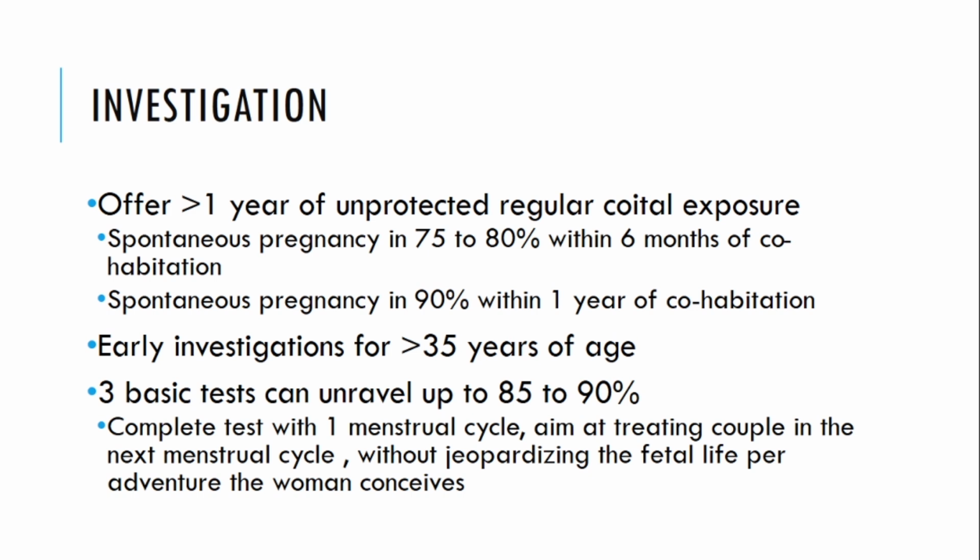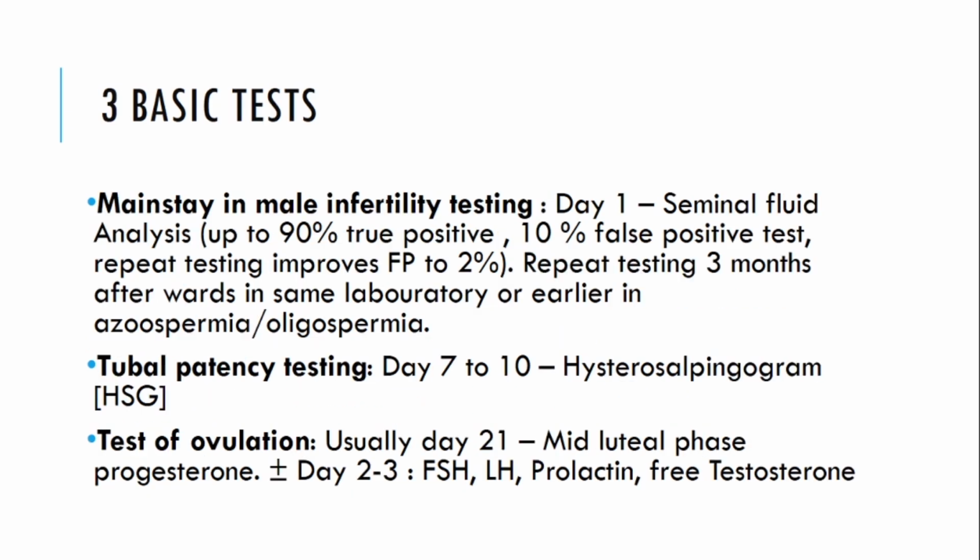Ensure to complete the tests within 1 menstrual cycle. Aim at treating the affected couple in the next menstrual cycle without necessarily jeopardizing fetal life, peradventure the woman conceives. The mainstay of male infertility investigation is seminal fluid analysis. We have said it has up to 90% true positives. However, it has about 10% false positive tests. Where there is a false positive test, repeat testing can reduce false positives to up to 2%.